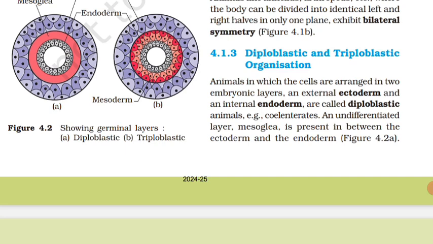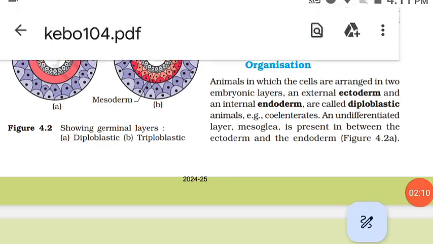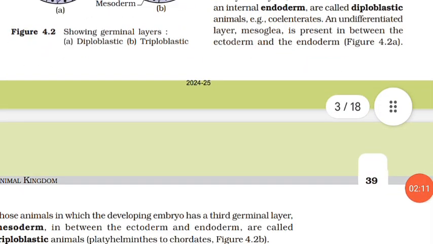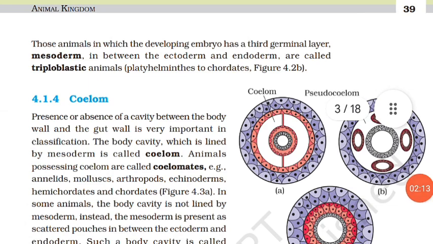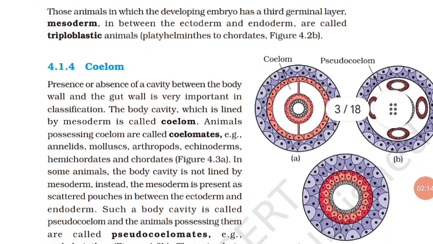Diploblastic and triploblastic organization. Animals in which the cells are arranged in two embryonic layers, an external ectoderm and an internal endoderm, are called diploblastic animals. Example, coelenterates. An undifferentiated layer, mesoglea, is present between the ectoderm and the endoderm.